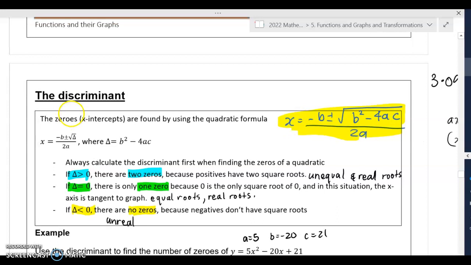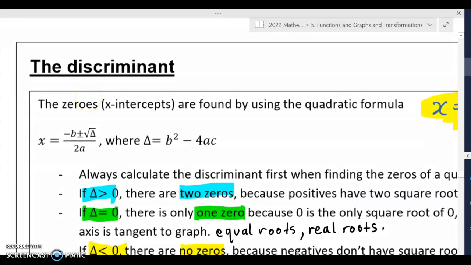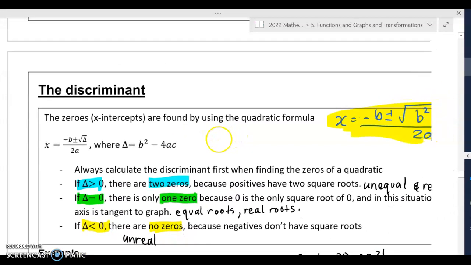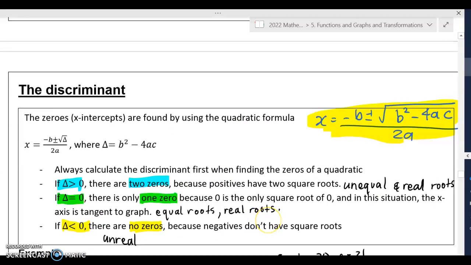So have a look over here on your sheet. We've got the quadratic formula again, x equals minus b plus or minus the square root of, and under that where we normally would put b squared minus 4ac, we've got a triangle. That triangle is our discriminant. The discriminant is the piece of our quadratic formula that goes under the square root sign. It's b squared minus 4ac.